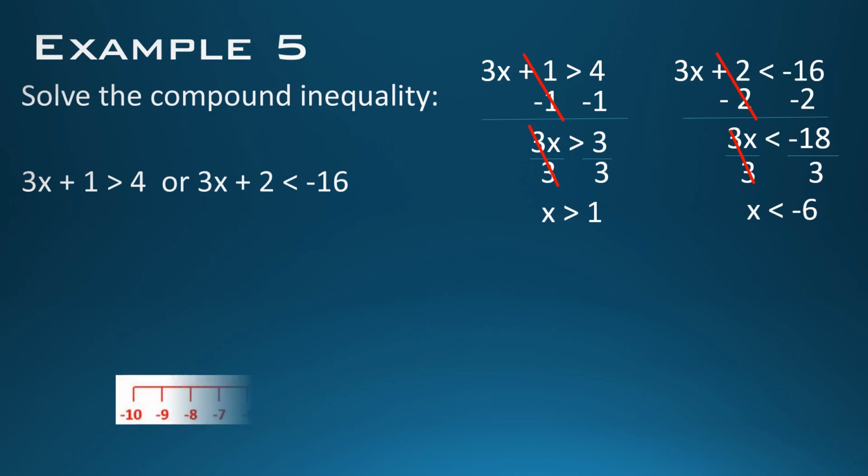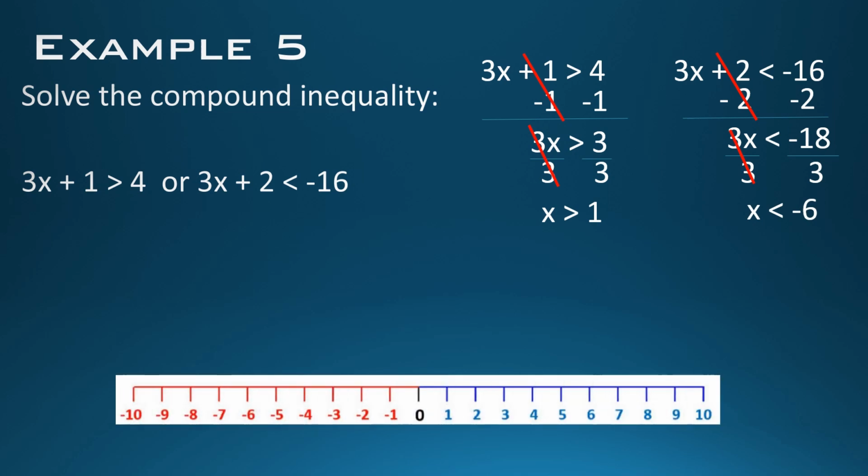Now we can graph the inequality. So here's our number line. We're going to put an open circle at 1 and another open circle at negative 6. Now since this is an OR inequality, the numbers are going to be less than negative 6 and greater than 1, giving us those two arrows going off in opposite directions.